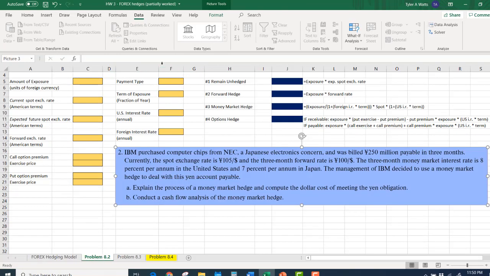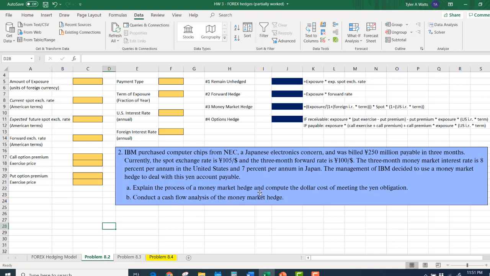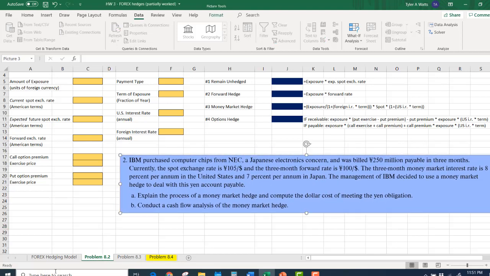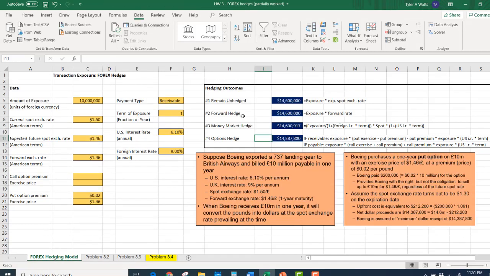Okay, so let's jump over to, this is now straight out of the textbook, problem 8.2, so let's jump over to that next sheet. And we have a scenario here that we want to run, but in order to do that, we're going to need to create the model over there. So what are we going to do?